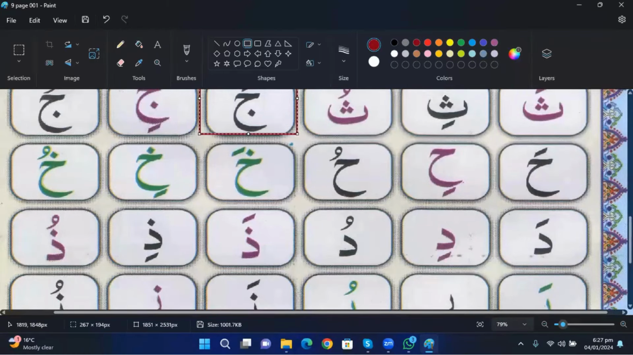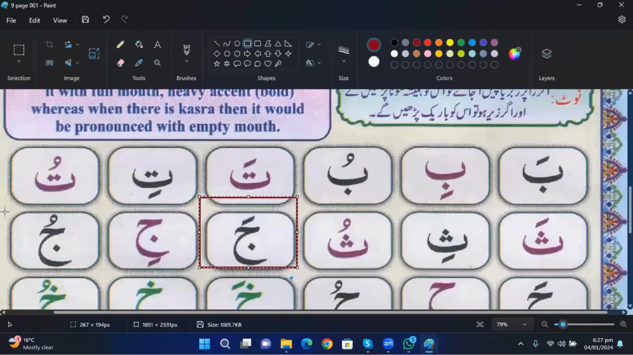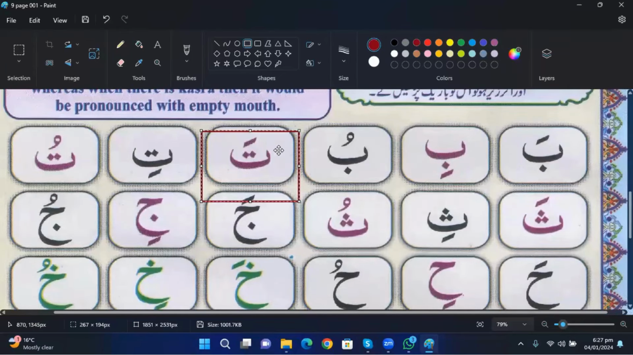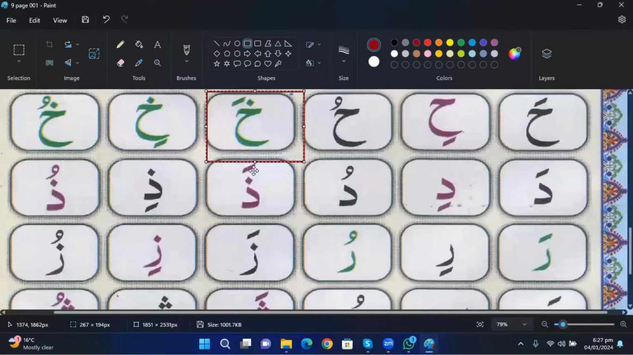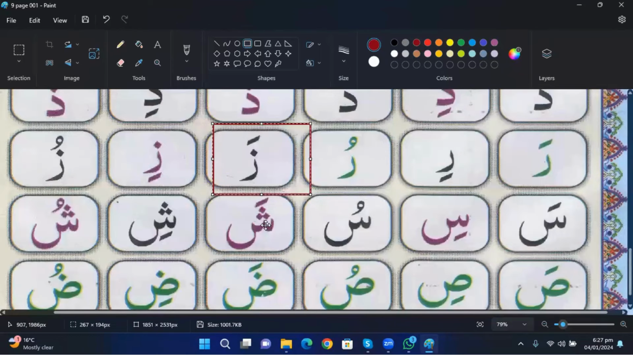After that we will do the next letters, those that have fatha over them. Ta fatha ta, jim fatha ja, kha fatha kha, zal fatha za, za fatha za, shin fatha sha, duad fatha da.